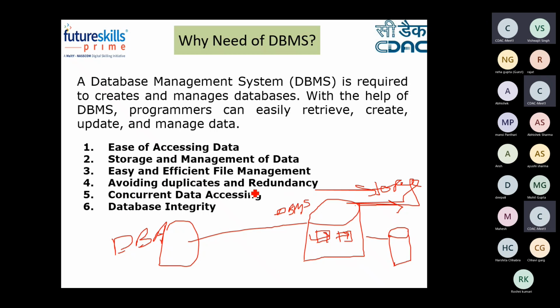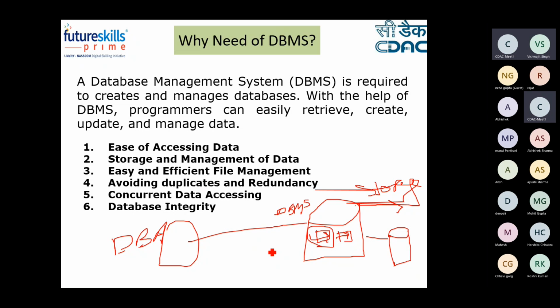Avoiding duplicates and redundancy. Suppose similar data has been stored two times in your DBMS. The DBMS will ensure that duplication will not be there in the database. If any duplication or redundancy happens, it will identify it and inform you that similar data already exists. Sometimes in your computer, you create a file, and then you create another file, but the name of the previous file and the new file is similar.